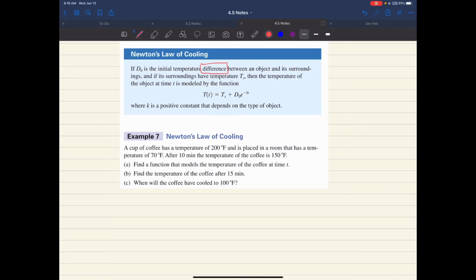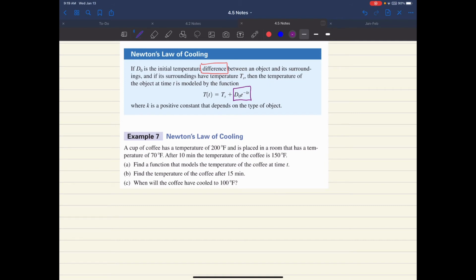All right, so if you really look at this and you want to find similarities, this law, if you look at this part, so we have T sub s plus D sub 0 e to the negative kt. That D sub 0 e to the negative kt is basically the radioactive decay. We're using that same principle, just using a different variable in front and a k instead of an r, but it is all derived from that same place. And k is a positive constant that depends on the type of object.